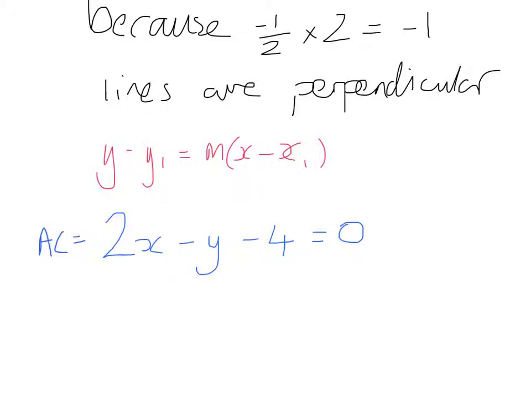For BD, you would substitute in the values for B with its gradient being -1/2, and you should get, for BD, x + 2y - 2 = 0.